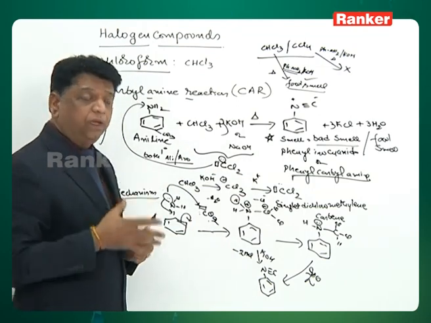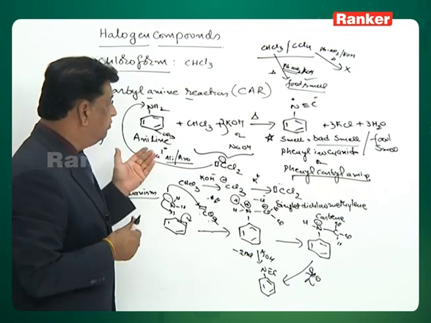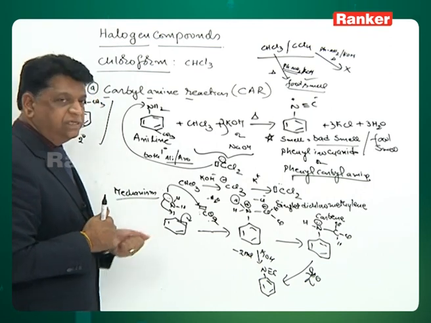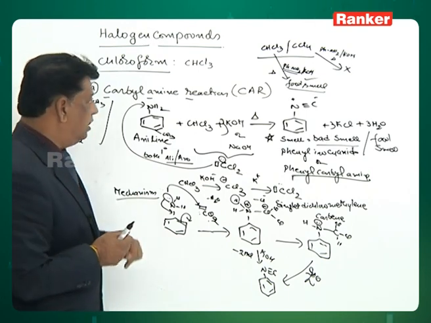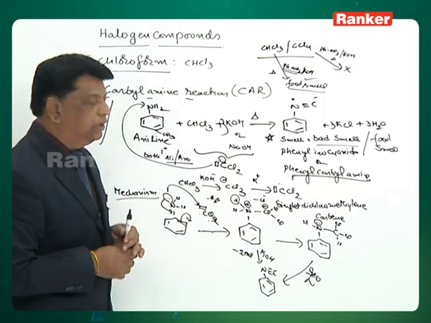So the smell is so peculiar and works in very dilute conditions, at the ppm level. Therefore, the carbylamine reaction has become very popular in differentiating 1 degree amines from secondary or tertiary amines, or chloroform from CCl4. In both cases you can use this test.